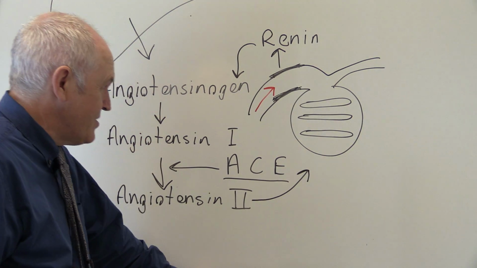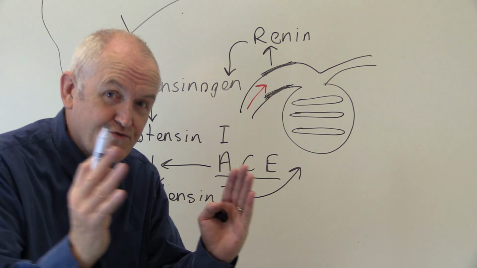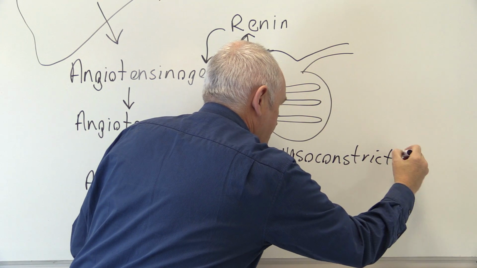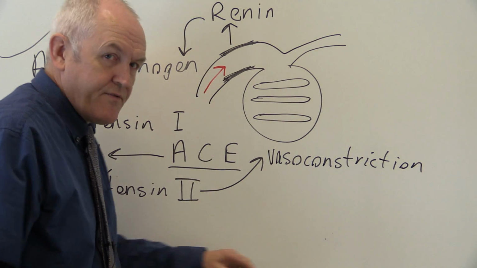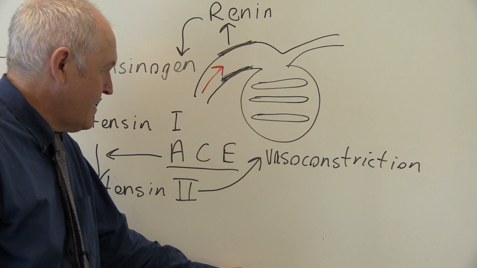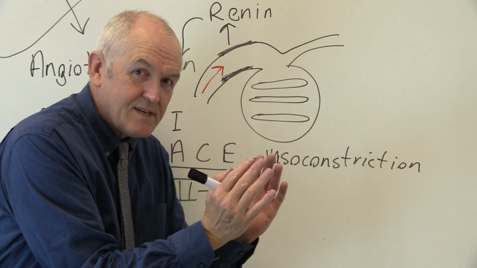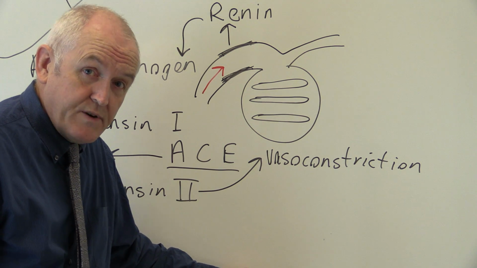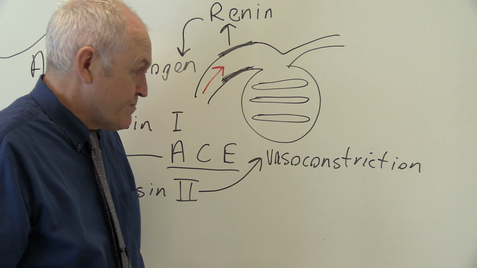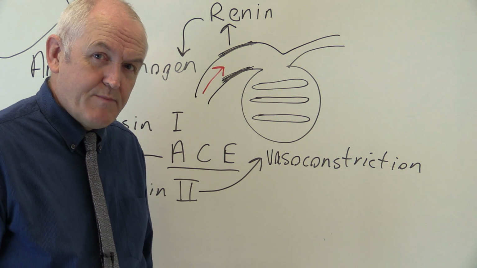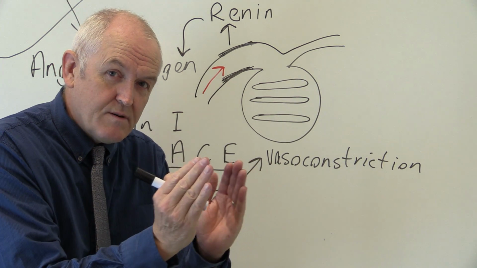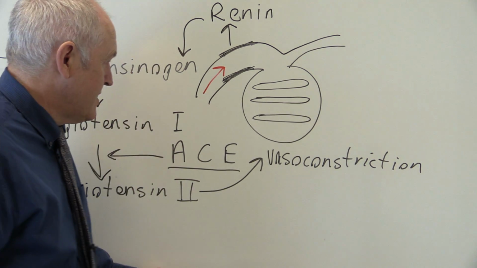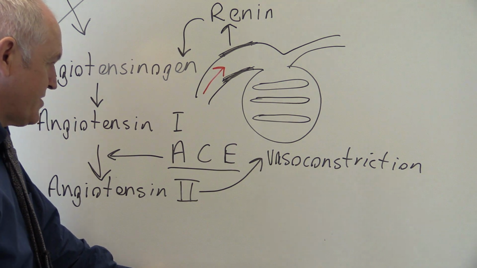Firstly, the angiotensin type 2 is a very potent vasoconstrictor. It vasoconstricts peripheral arterioles. And if you constrict the peripheral arterioles, you're going to increase peripheral resistance. And if you increase total peripheral resistance, you'll increase blood pressure, because blood pressure equals cardiac output multiplied by peripheral resistance. So the more peripheral vasoconstriction we have, the greater the peripheral resistance, that's going to increase blood pressure. So we're going to get vasoconstriction.